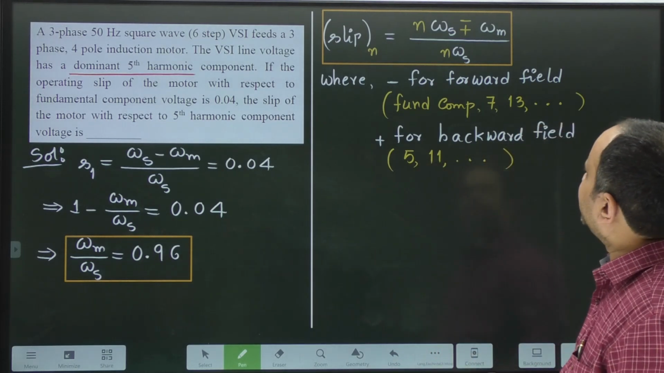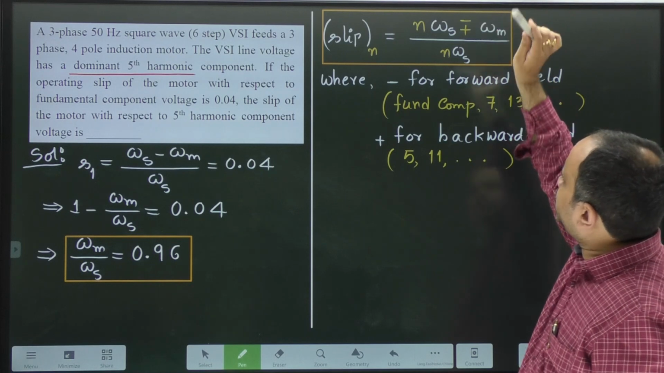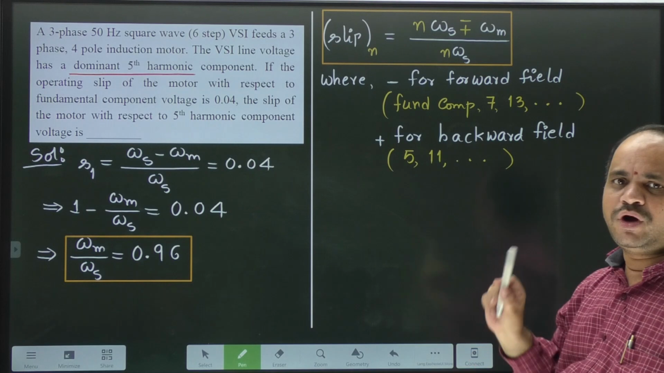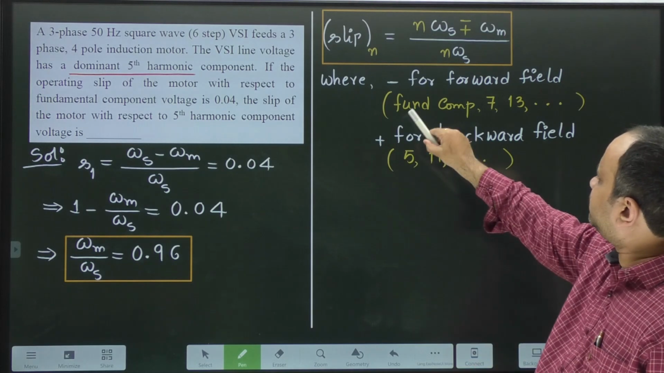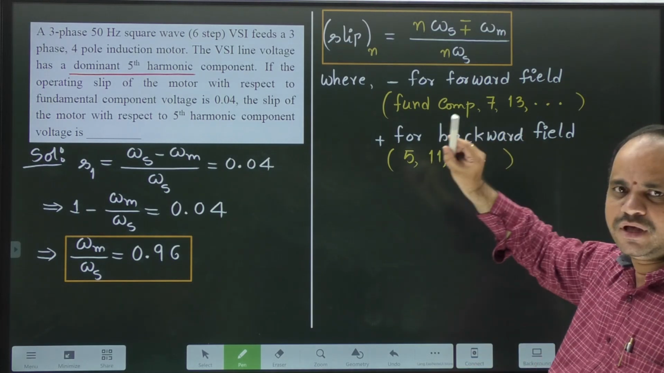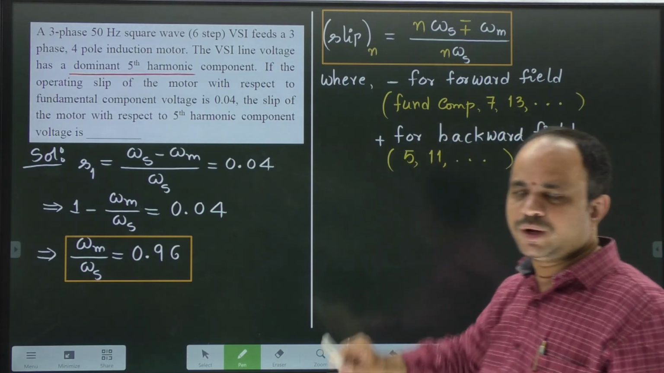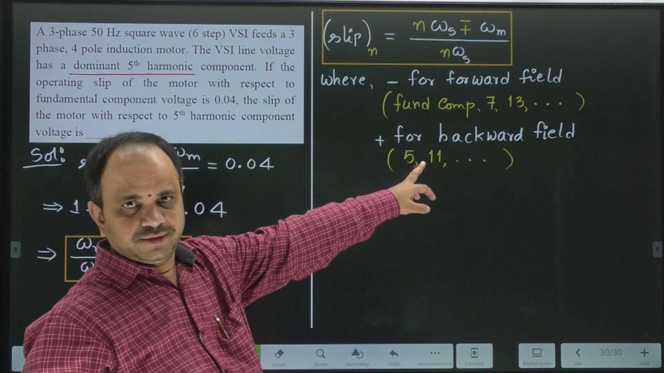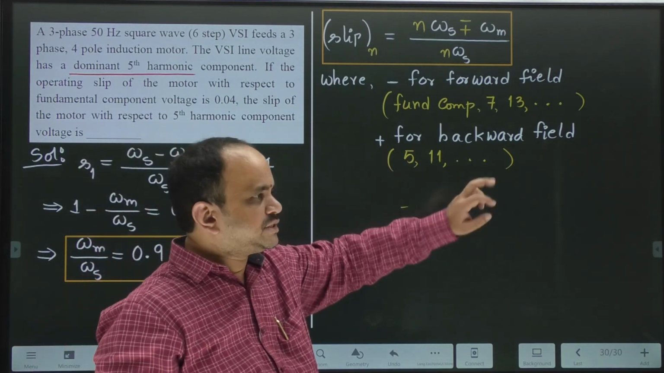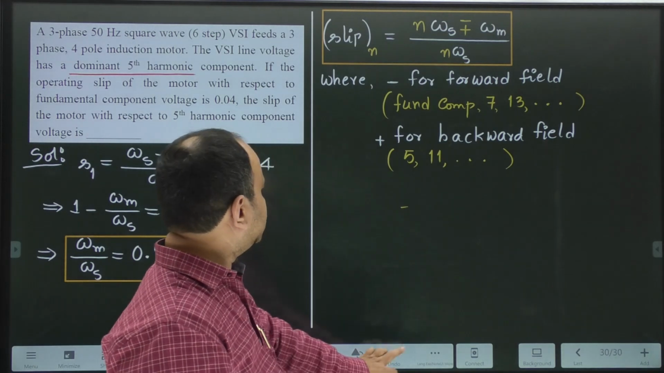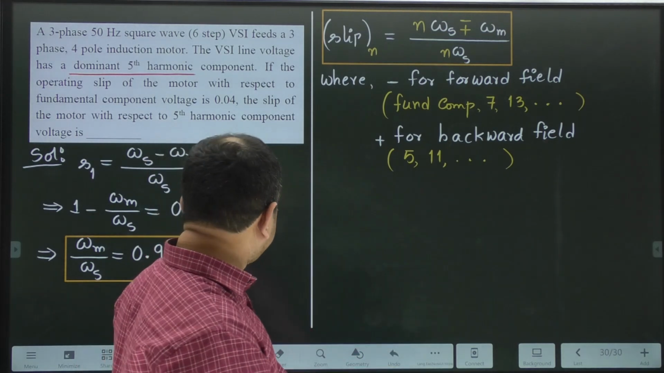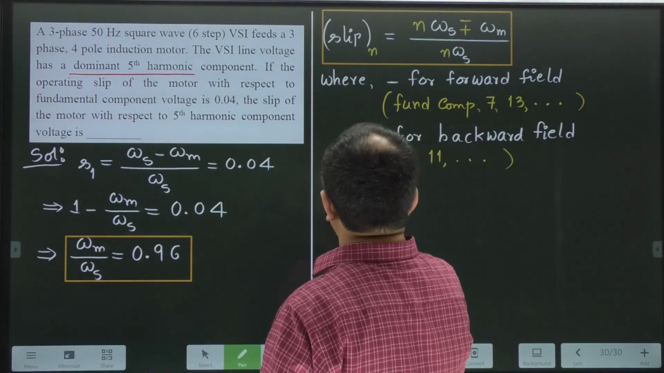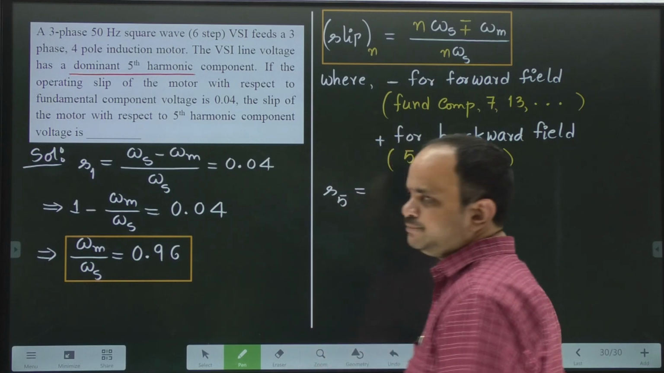I am repeating here. In the slip definition, you should use the minus symbol for forward field. What components will produce forward field? Fundamental component, 7th harmonic, 13th harmonic and so on. You should use the plus symbol for backward field. What are all the harmonics that correspond to backward field? 6K minus 1 harmonics. Now our question is, find the slip corresponding to the 5th harmonic component.